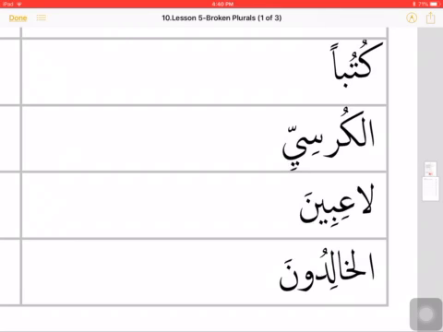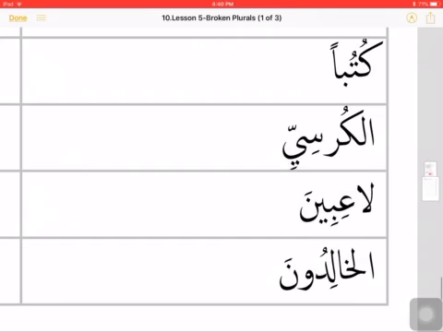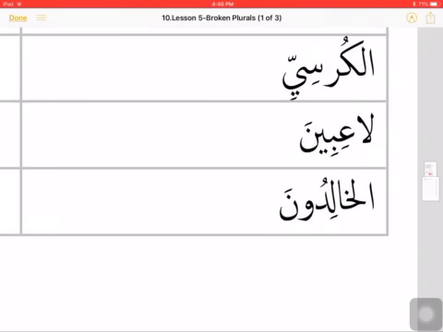We learned this when we were learning the jins of a word. One of the categories that makes a word feminine is if it is a plural of an irrational. So the plural of kitab is kutub. Because it is a plural of a ghayr aqil, this word is a mu'annath word. Jama taksir, mu'annath. Al-kursiyi, mudhakkar, and it's mufrad.